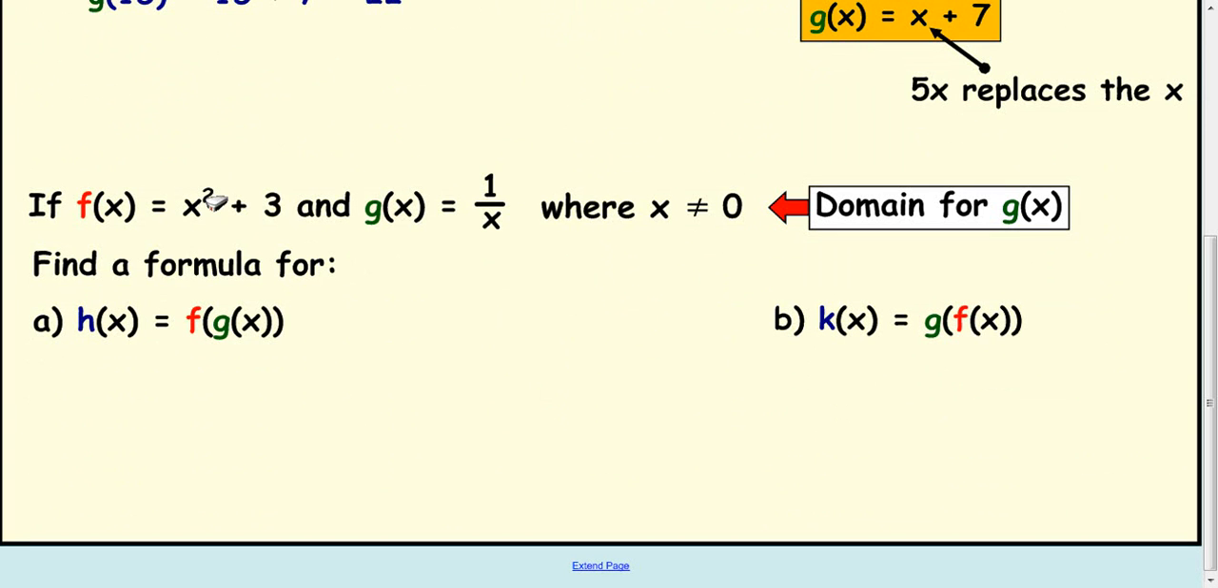Okay, if f of x is equal to x squared plus 3 and g of x is equal to 1 over x, where x can't be 0 because you can't divide by 0, find a formula for h of x, which is f of g of x. First thing I do is I look up to see what g of x is, and that is 1 over x. So I put 1 over x inside the brackets.